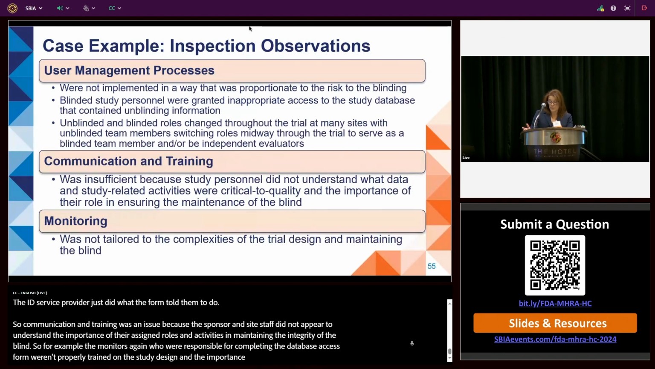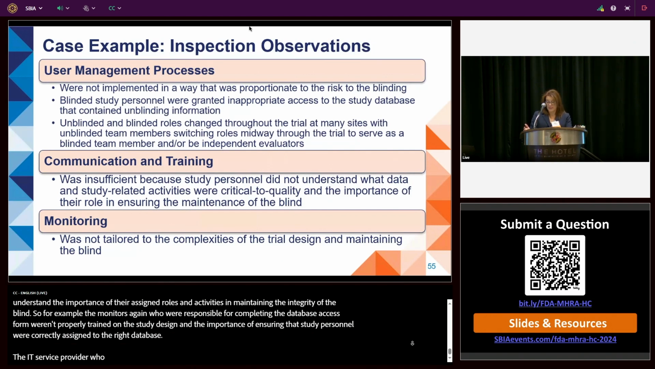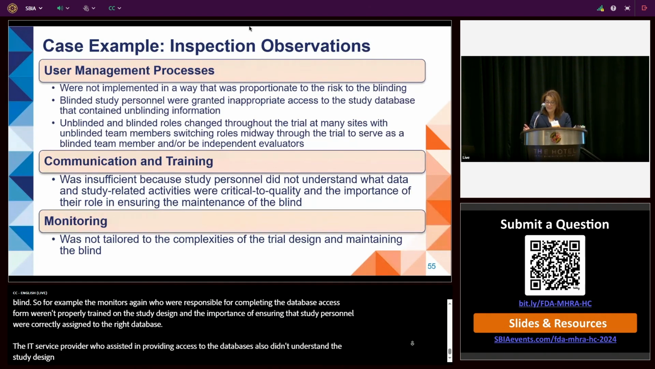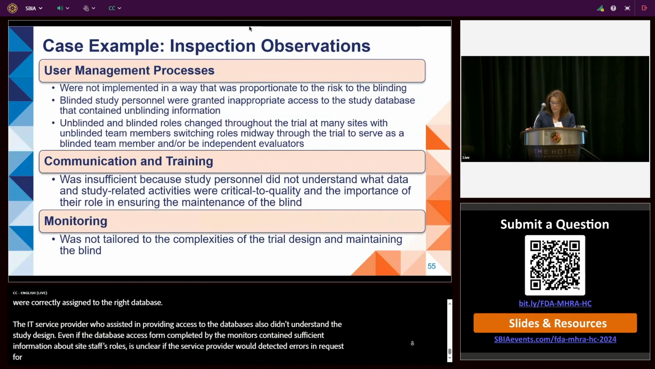The IT service provider, who assisted in providing access to the databases, also didn't understand the study design. Even if the database access forms completed by the monitors contain sufficient information about site staff's roles, it's unclear if the service provider would have detected errors in the request for the database access because they had no knowledge of the study protocol. Again, they just did what the form told them to do.